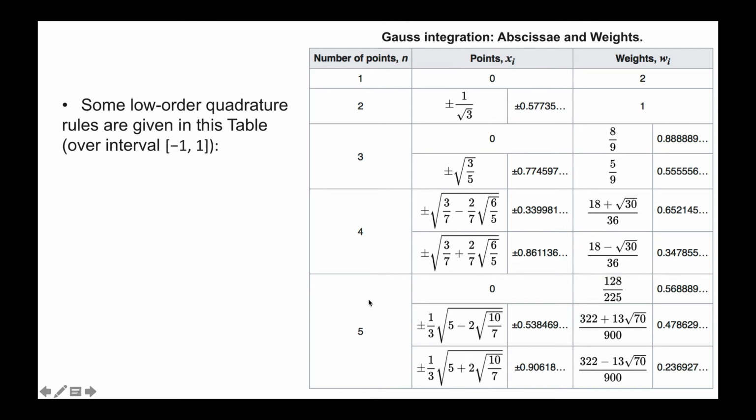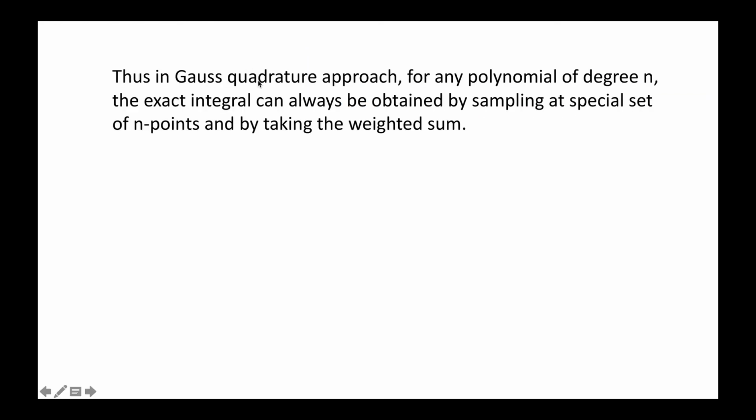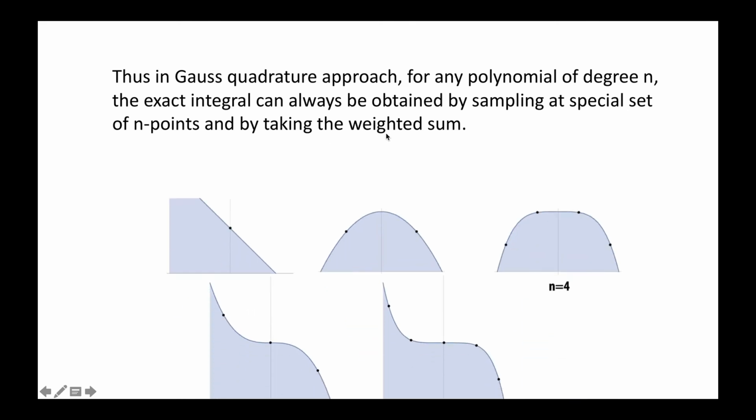Similarly for n equal to 4 and n equal to 5, and you can see that these points are plus as well as minus, but their magnitude is the same, so it means they are symmetrical with respect to the origin or the central point. Thus, in the Gauss quadrature approach, for any polynomial of degree up to n, the exact integral can always be obtained by sampling a special set of n points and taking the weighted sum.